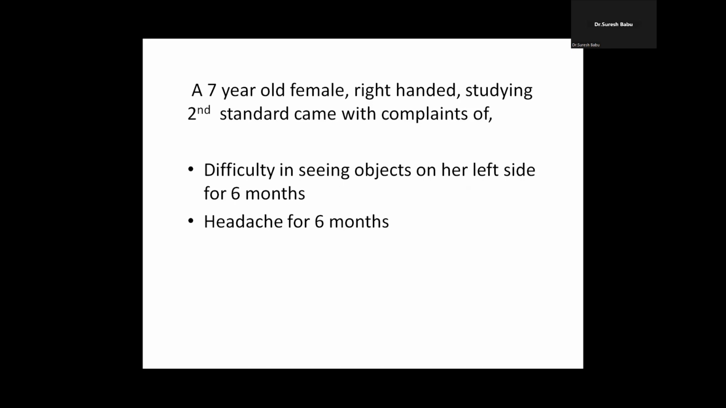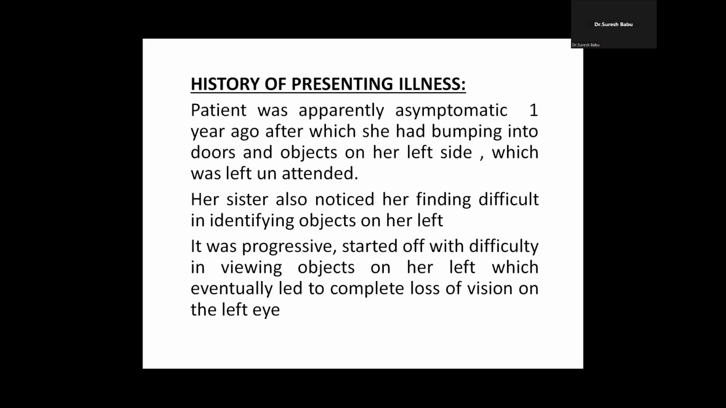The patient was apparently asymptomatic 1 year ago, after which she had bumping into doors and objects on the left side, which was left unattended. Her sister also noticed her finding difficulty in finding objects on the left side. So it was worsening, and they attended our hospital. There was a complete loss of vision in the left eye.